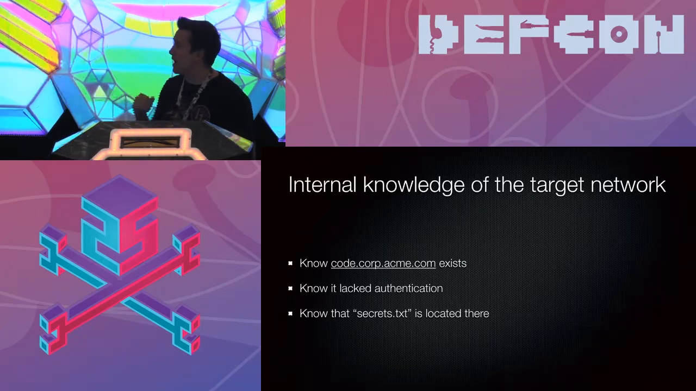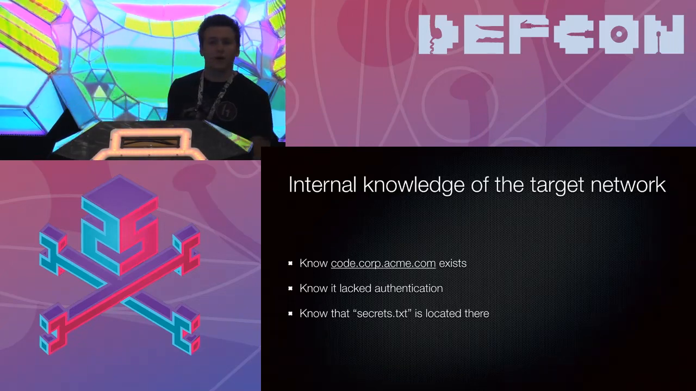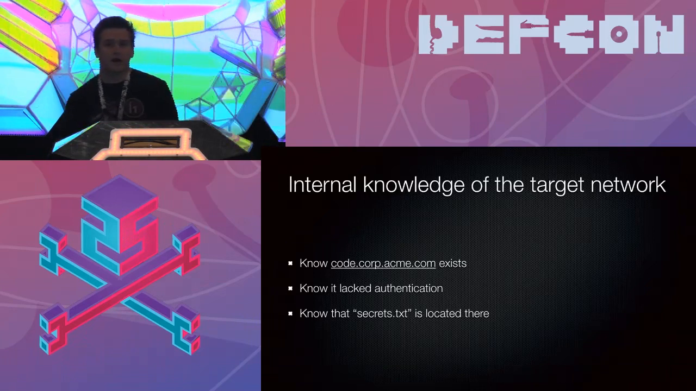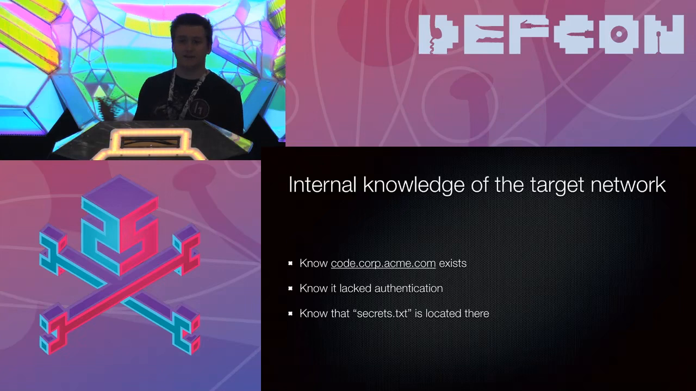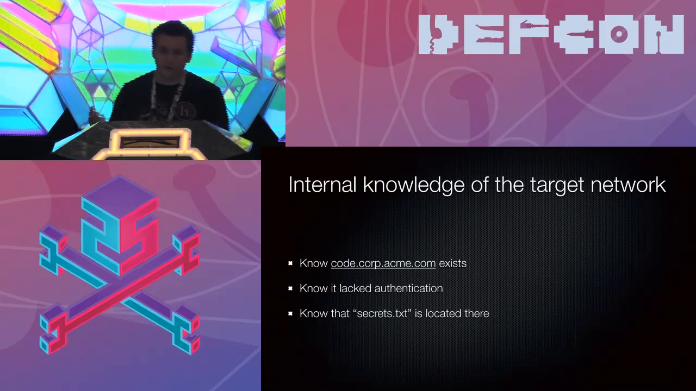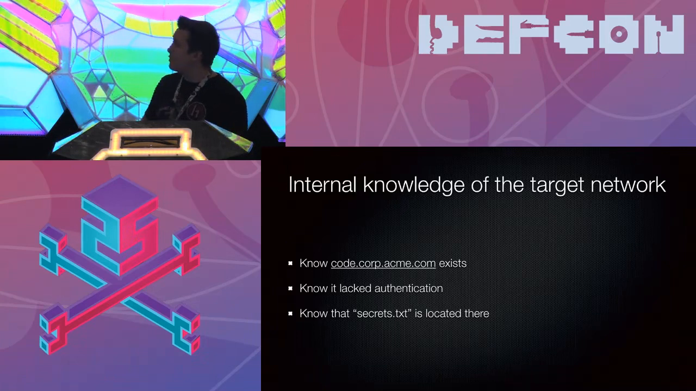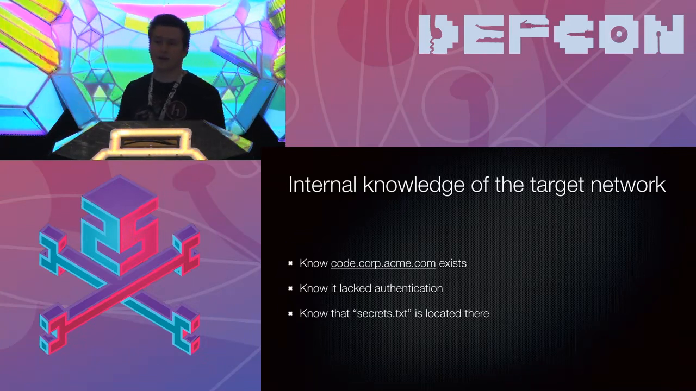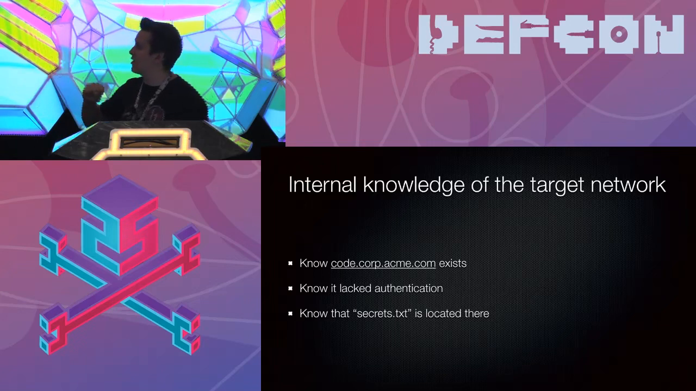Of course, we had to know it lacked authentication. There's no real way to get around that requirement. We can just try it though. So if I was a malicious actor, I can try it, see if it works. If it works, great, it didn't need authentication. If it doesn't, move on to the next target. And we had to know that secrets.txt was located there. But I don't really think this one's a requirement either.